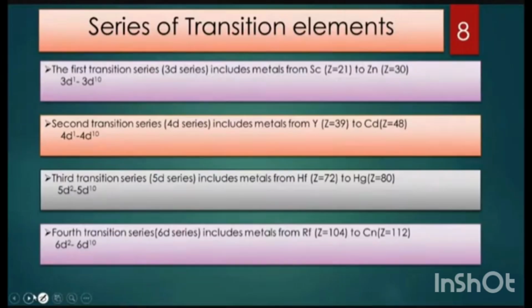Similarly, the second transition series is called the 4d transition series, because in this series of elements the 4d orbital is progressively filled. Then the third transition series is called the 5d transition series of elements, because in this series the 5d orbital is progressively filled. And the last one, the fourth transition series, which is also called the 6d transition series of elements, because in these elements the 6d orbital is progressively filled. So this is about the different series of transition elements in the d block.